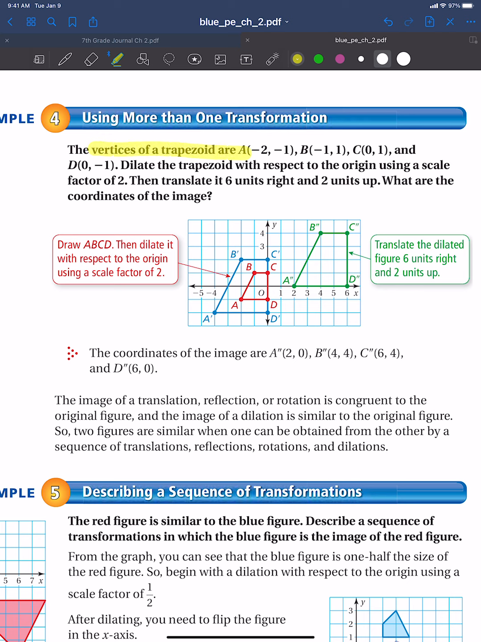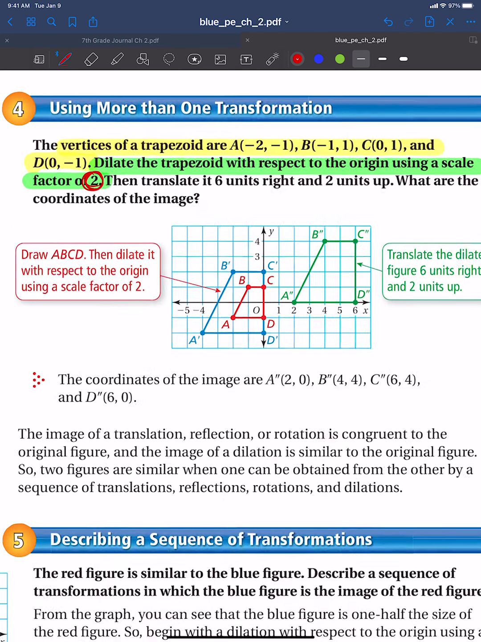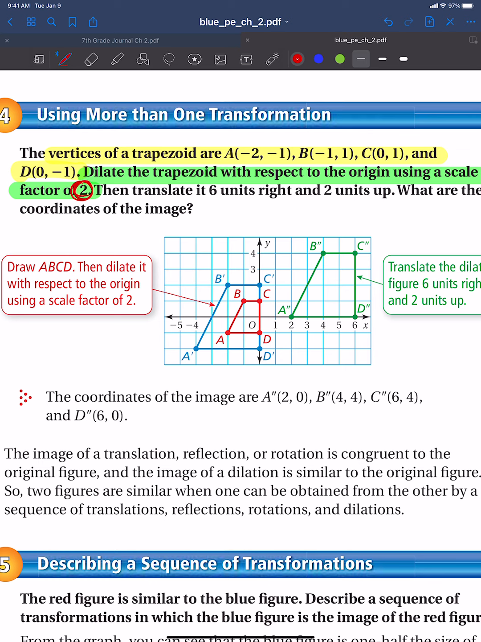The vertices of the trapezoid are this. Dilate the trapezoid with respect to the origin using a scale factor of 2. Now, they just told me the scale factor, guys. The scale factor is 2. So go through each of these points and multiply them by 2.